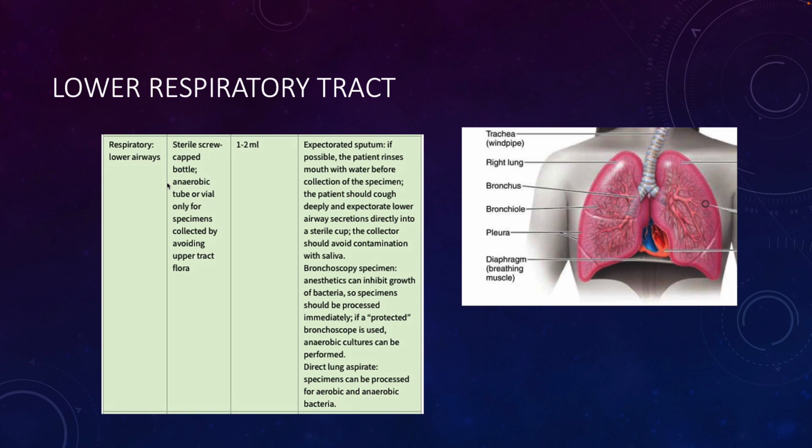For the lower respiratory tract, so the lungs, the bronchioles, etc., that's going to be pretty challenging. So you can collect sputum. So if the patient is coughing up some mucus, if possible, you want them to rinse their mouth first, then they can cough deeply and try to get as much as possible. You can also do a bronchoscope or a direct lung aspirate, which is as unpleasant as it sounds. So a needle going directly into the lung to gather the bacteria.